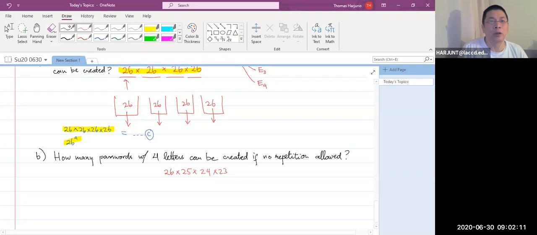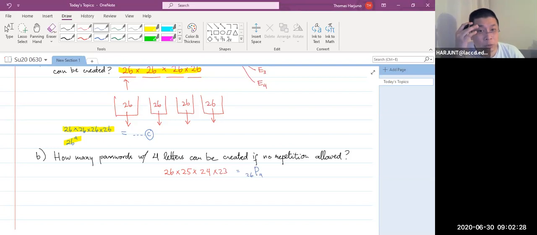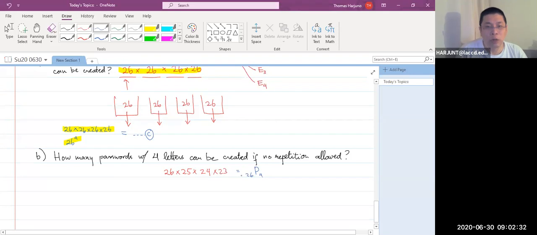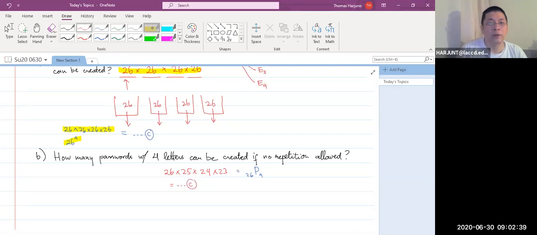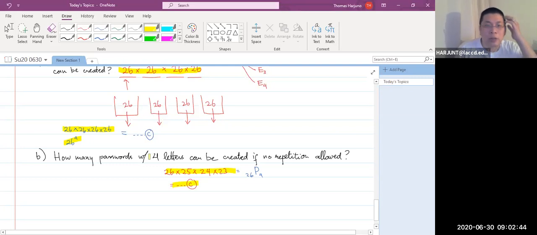Which, if you think about it, is the same as 26 permute 4. But you can just compute that using the red color here. So you write this first, and then you use your calculator to compute. Definitely you need to write this first before you get the calculator result.